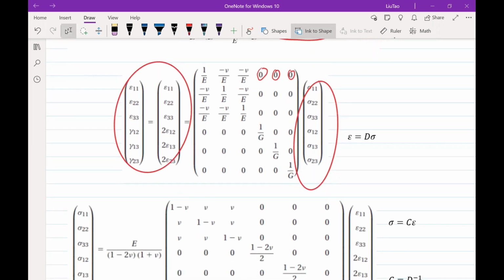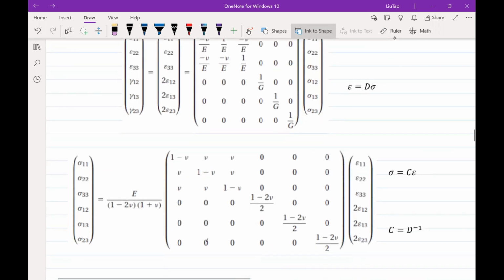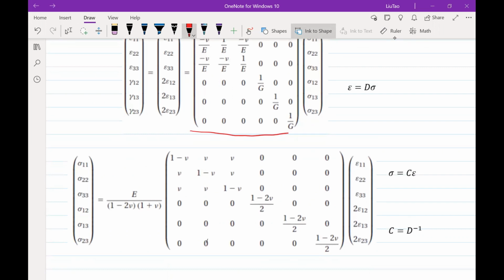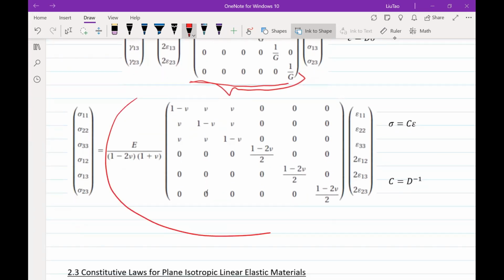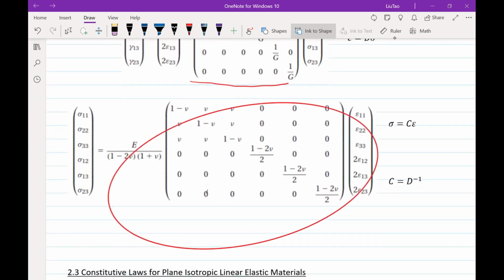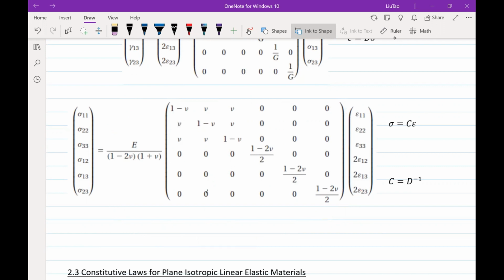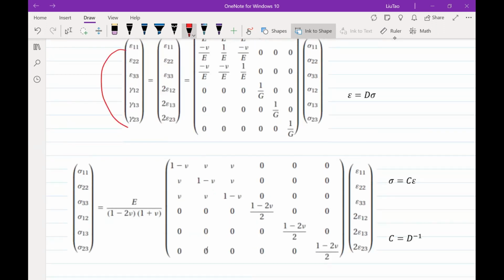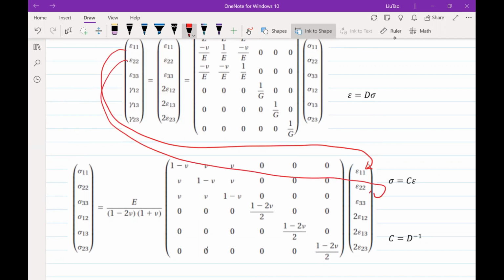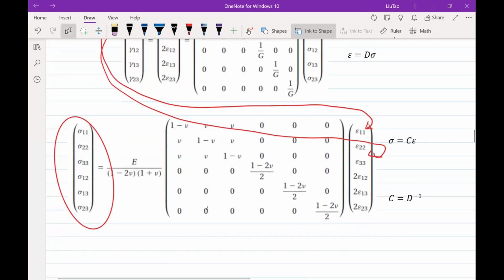We can also find the inverse of these material properties. So after taking the inverse of this matrix, we get this matrix. So then given strain, we can get stress. It's a pure math problem.